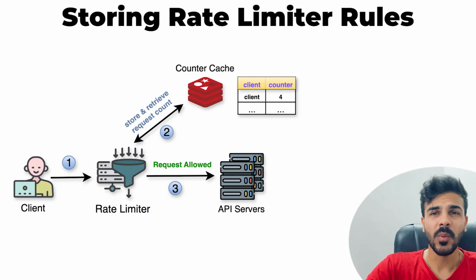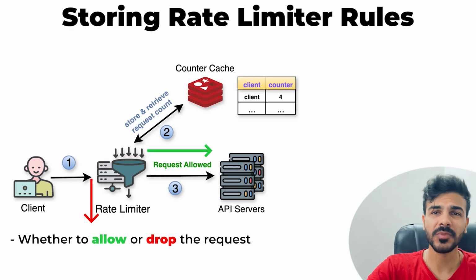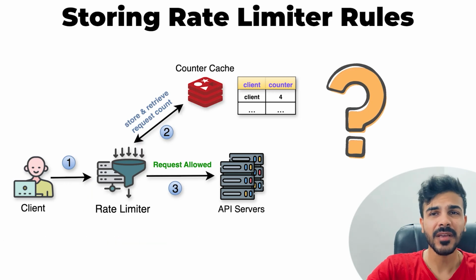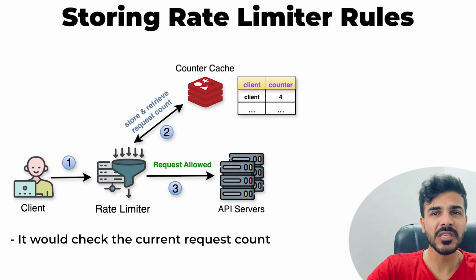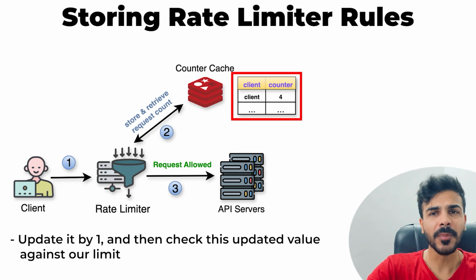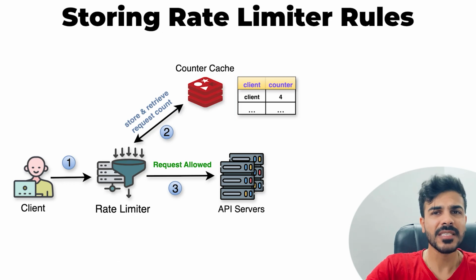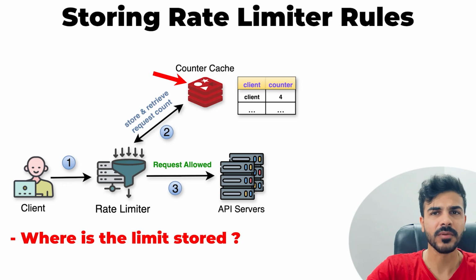The client request first reaches the rate limiter. The rate limiter would then decide whether to allow or drop the request. How would it decide? It would check the current request count in the counter cache, update it by 1, and then check this updated value against our limit. We already know that these counters are stored in our counter cache, but where is the limit stored? Now let's explore this in this video.